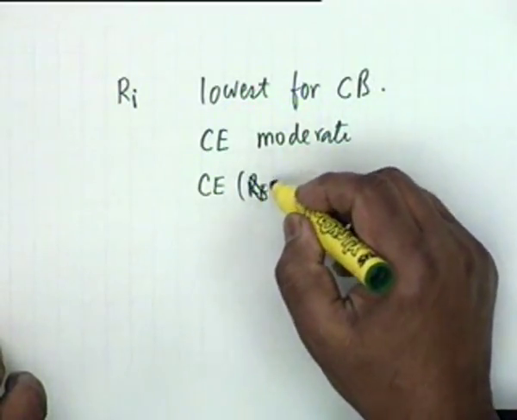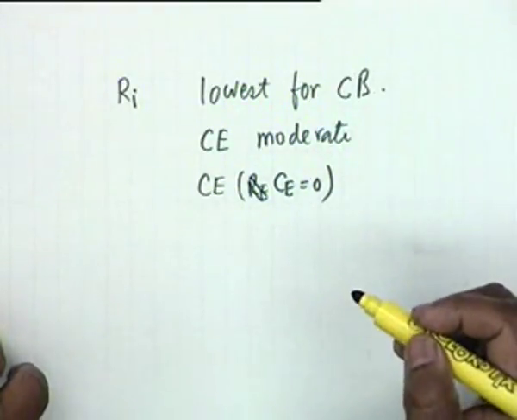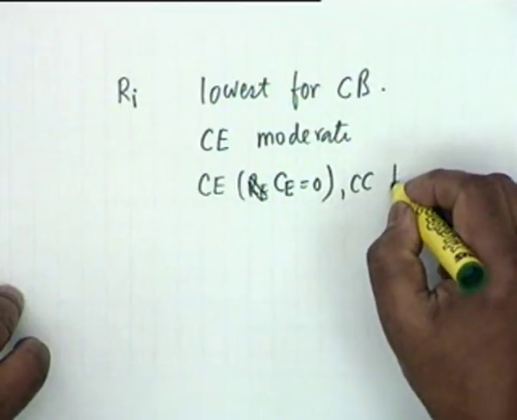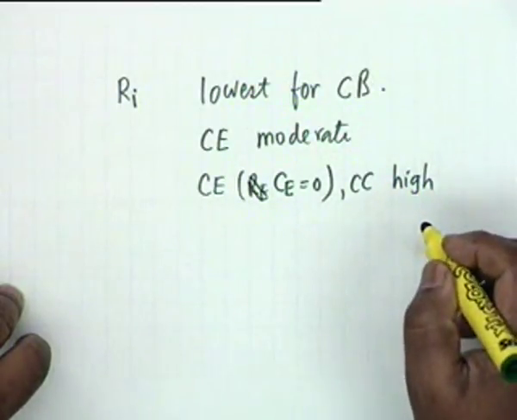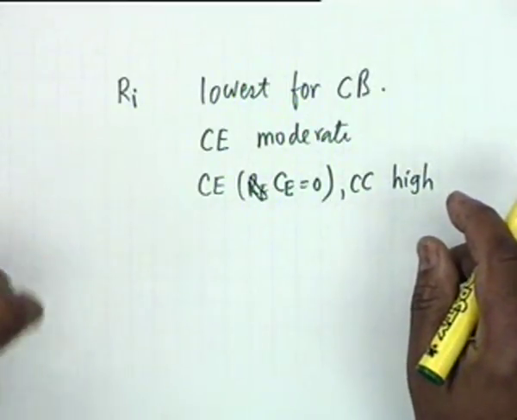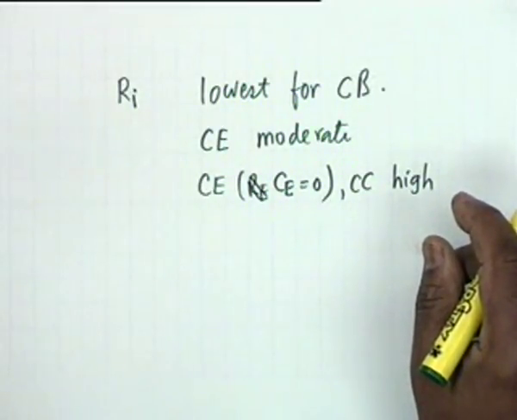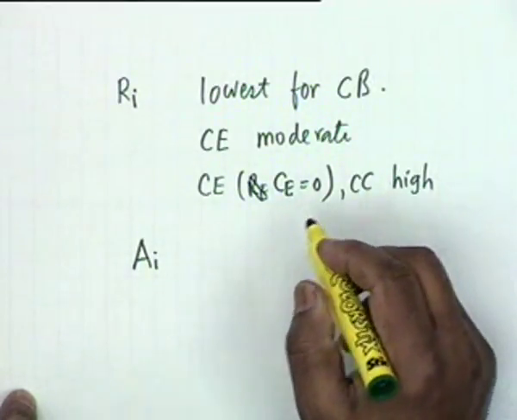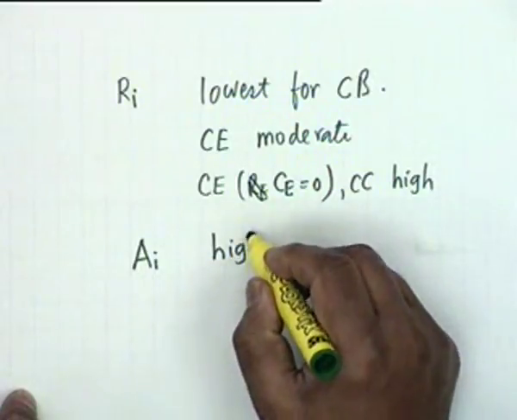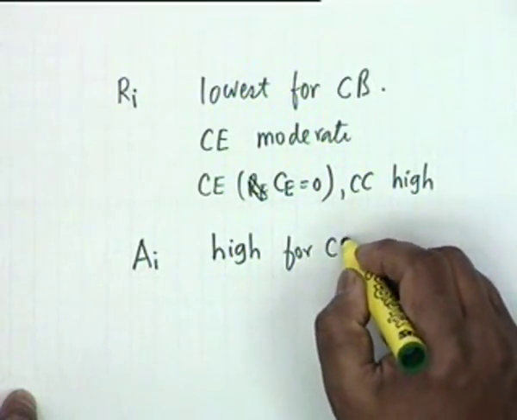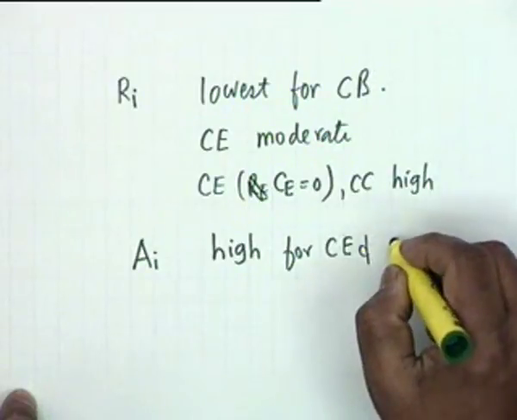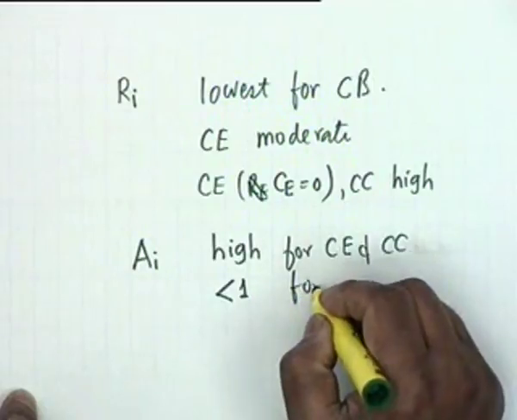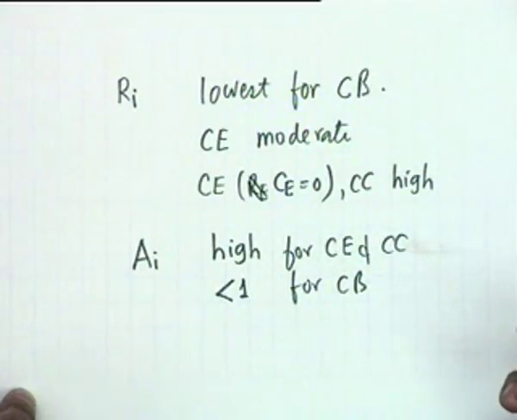How do I indicate this? Let's put CE equal to 0. That indicates that RE is unbypassed, and for CC, the input resistance is very high. It is of the order of r pi plus beta plus 1 times RE. The current gain is high for CE and CC, but it is less than 1 for common base, CB.